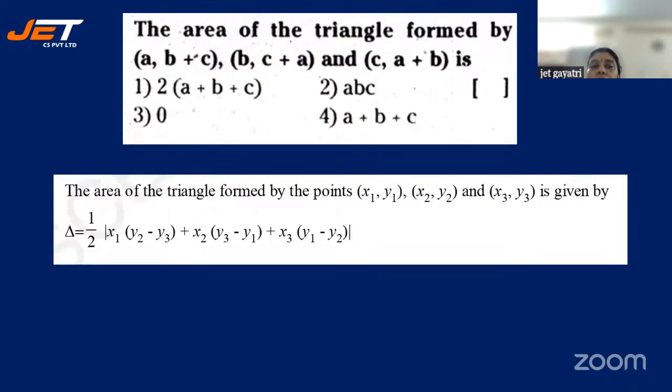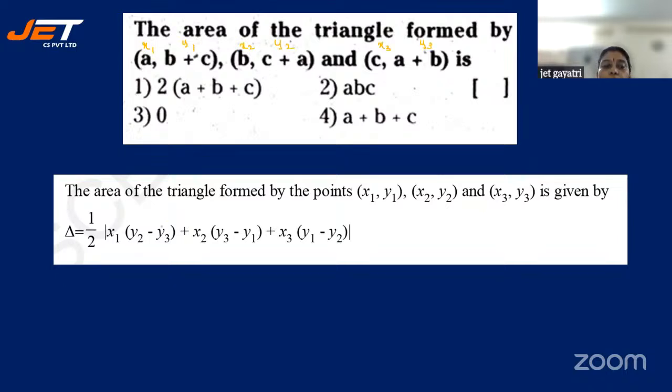Okay. Right. So with this question, probably we'll finish off today's class. The area of the triangle formed by A comma B plus C, B comma C plus A, and C comma A plus B is dash. So for this, you will be using your area of the triangle formula. That is x1, y1, x2, y2, x3, y3 is this.